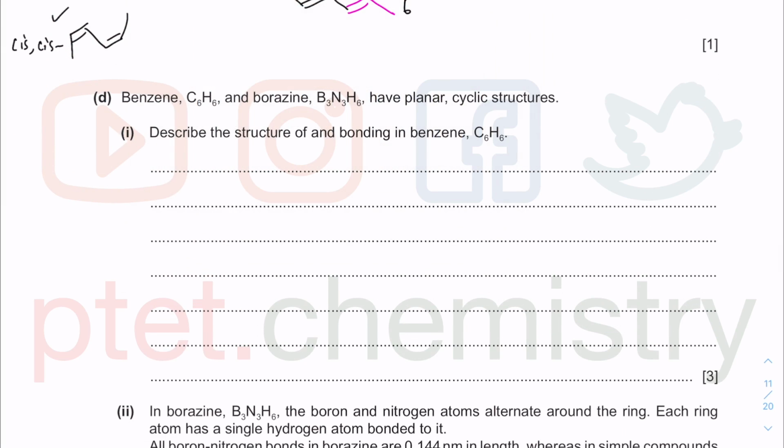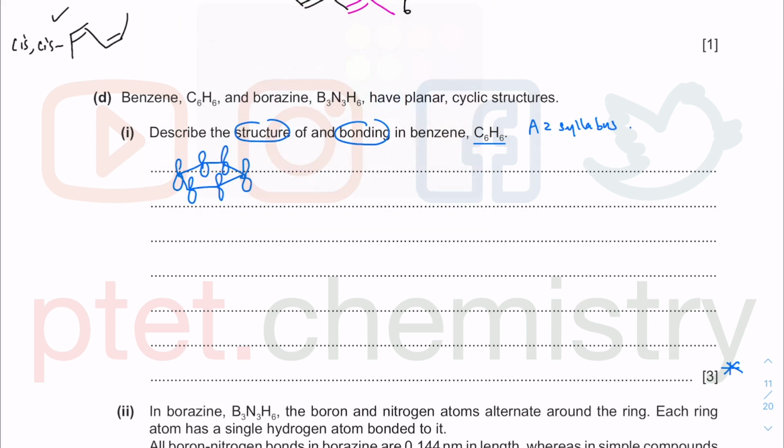This next one is a long essay question for 3 marks. Describe the structure and bonding in benzene C6H6. This is as stated in the A2 syllabus. You must be able to do this. What I'm going to do really is I'm going to sketch out a picture, and they never say that you cannot show a simple picture. In fact, you can always show a simple picture to make your idea a bit clearer.